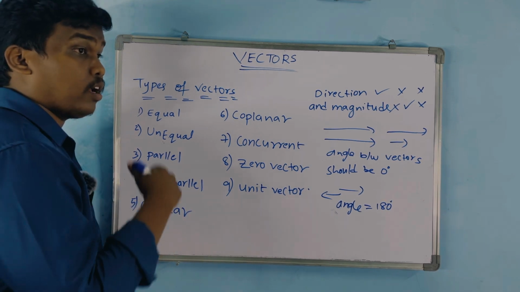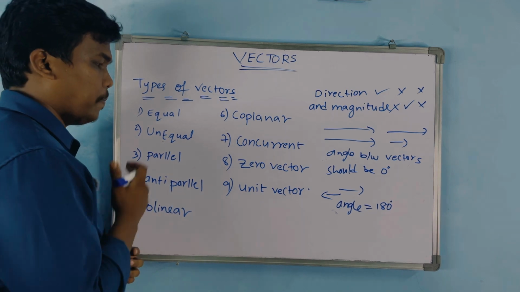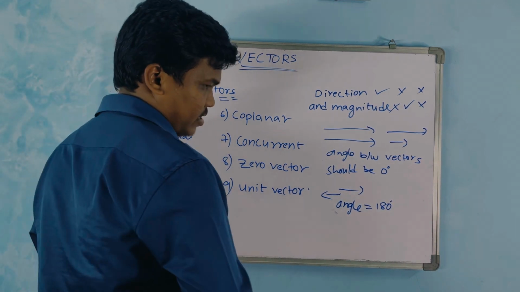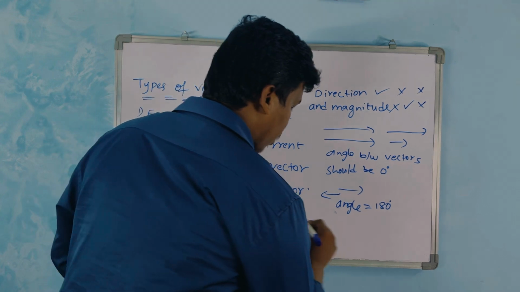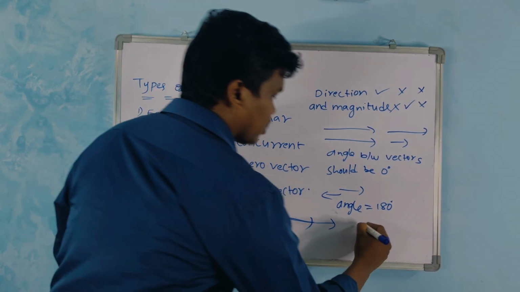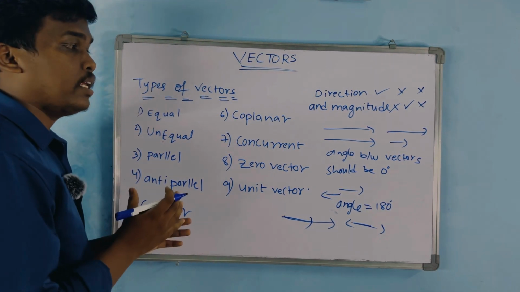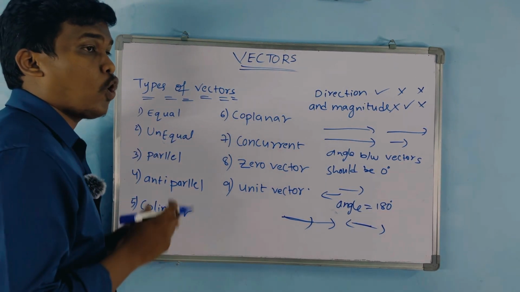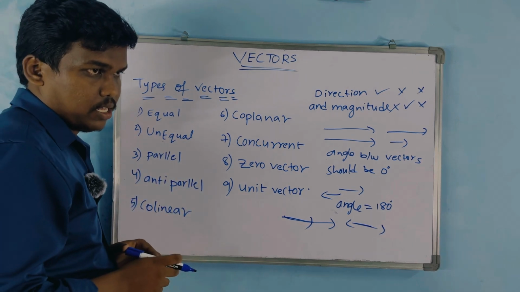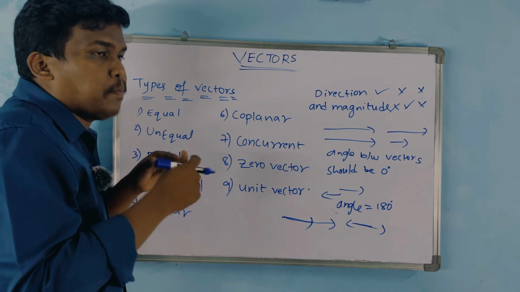What do you mean by collinear vectors? Collinear vectors means the vectors lie on the same line. The vectors which lie on the same line are called collinear vectors. What do you mean by coplanar vectors? The vectors which lie on the same plane.